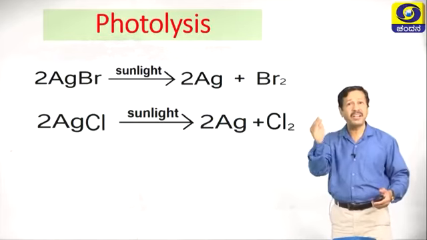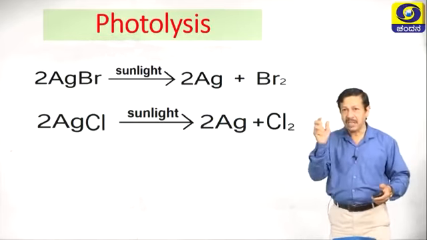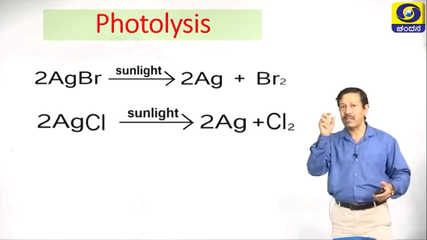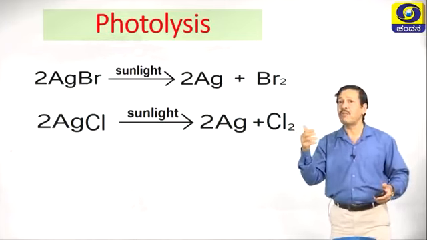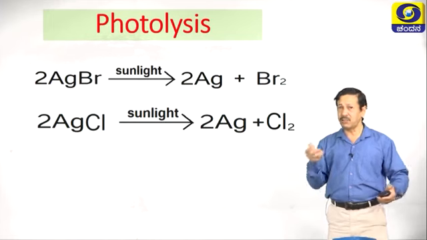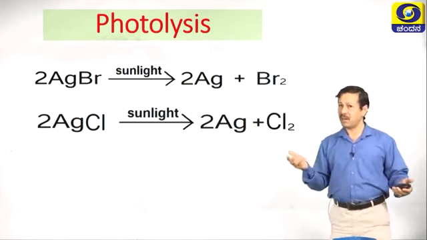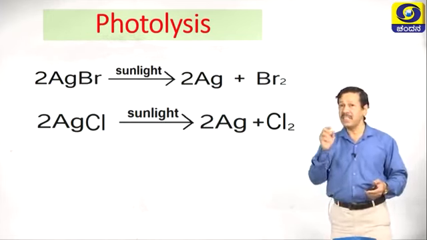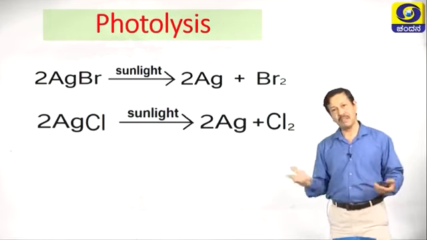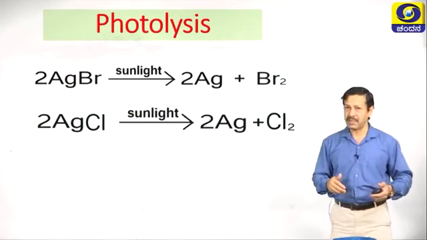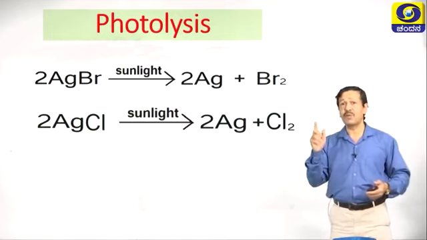Bromine is reddish brown colored vapors. After the decomposition, we have the silvery white element, in addition to that we have reddish brown vapors. The next one is 2AgCl. On exposure to sunlight, it gives Ag plus Cl2. Cl2 is a greenish gas, silver you already know. This is called photolysis.